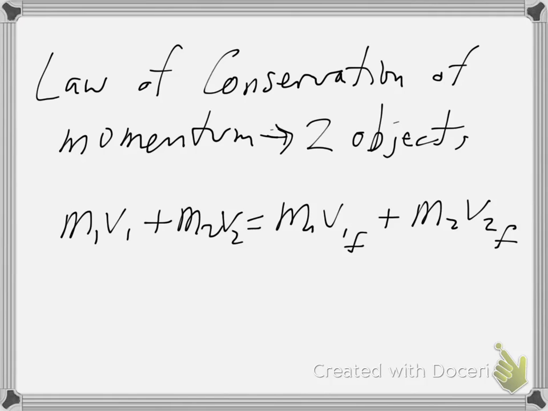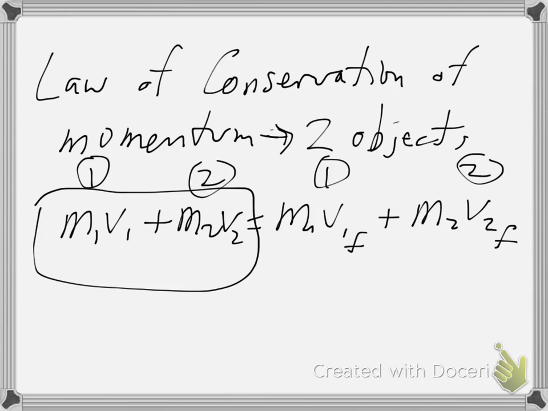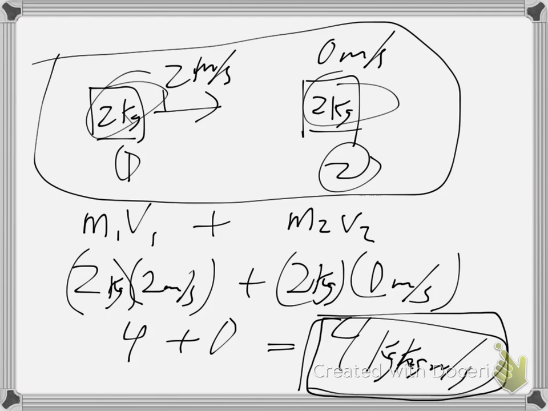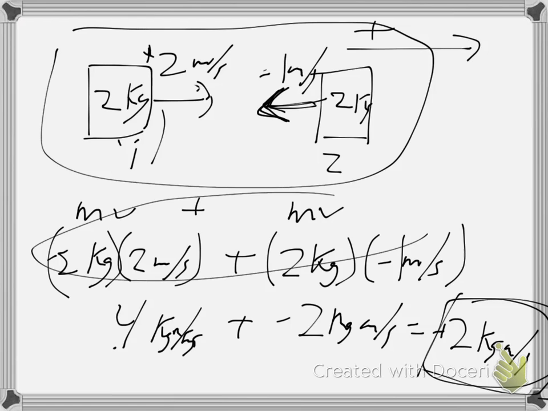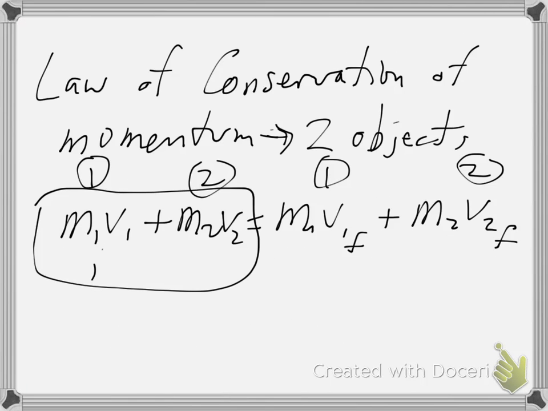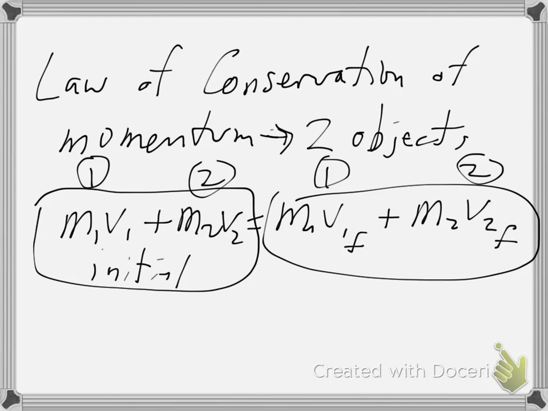Each object is calculated twice. The first object is calculated at the beginning and at the end, and the second object is calculated at the beginning and at the end. This side of the equation here is the adding up of the momentums that we did in these past couple slides. It's that same m1, v1, m2, v2, but these are all initial settings. The m1, v1f and m2, v2f are the momentums of these same objects, but in the final setting.